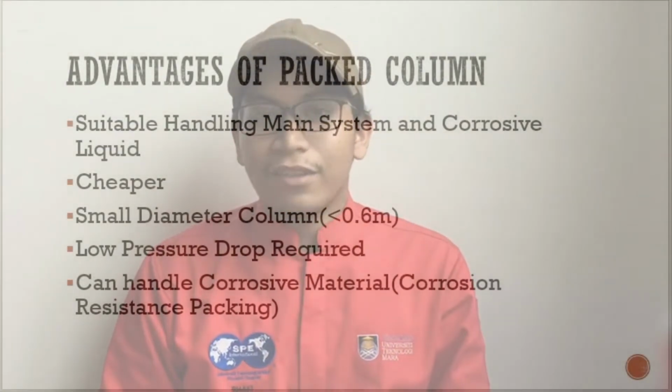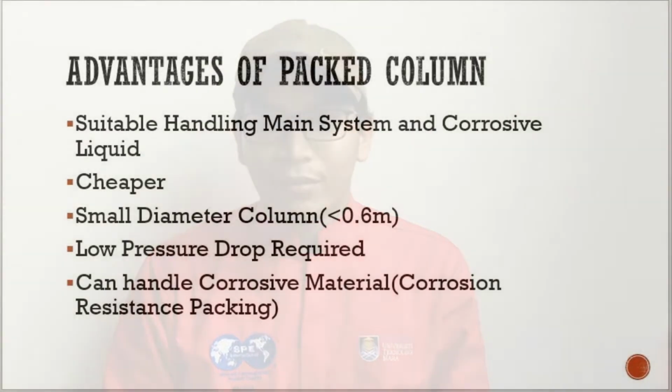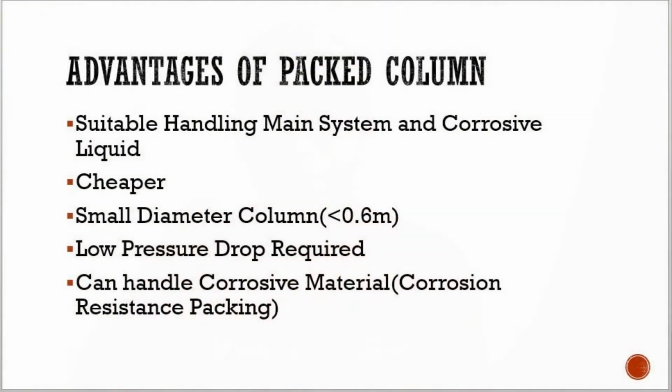For the advantages of packed columns, they are more suitable for handling foaming systems. Second, for corrosive liquids, packed columns will usually be cheaper than the equivalent plate column. Packing should always be considered for small diameter columns, say less than 0.6 meter. Low pressure drop is required, small diameters are possible, and they can handle corrosive material due to corrosion resistant packing.